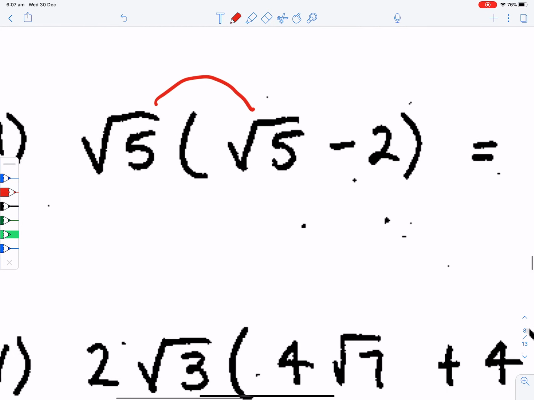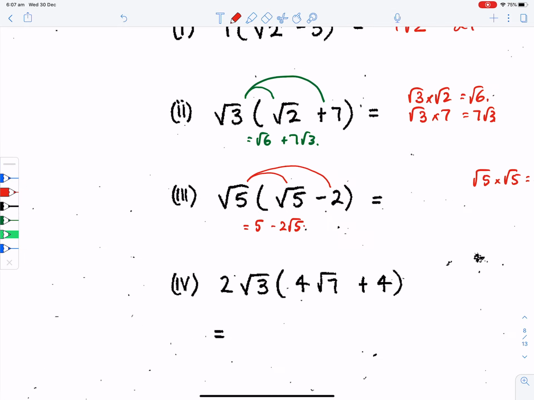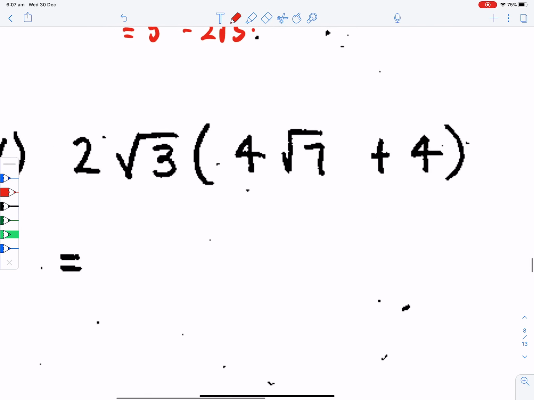We know when we look at the question that when you take any square root and multiply it by itself, the square roots cancel. So you can just go straight to 5 there. So root 5 times root 5 is 5 and you stop. And now root 5 times minus 2 is minus 2 root 5 and you're complete. Next one.